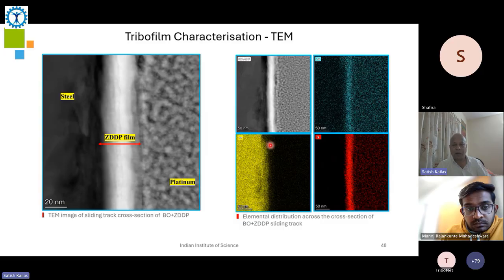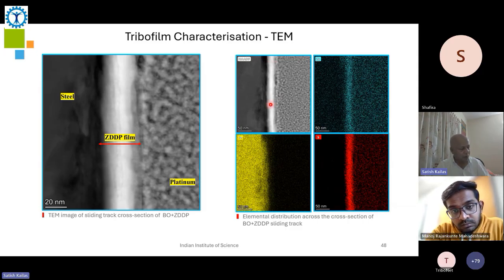So this we went to still higher magnifications, 220 nanometers. You can see that this film has a large amount of zinc and sulfur in it, which means that this is basically not a mechanically mixed layer that's happening. It's a surface film that is being developed.